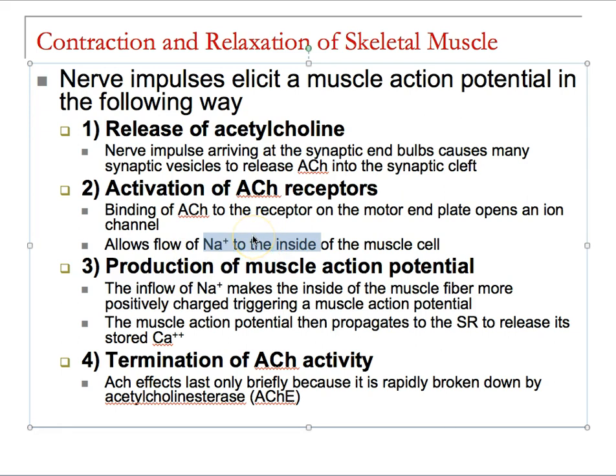You need to release sodium into the cell. That will cause the action potential, which will then travel to the sarcoplasmic reticulum, opening those voltage-gated channels so that you can now release calcium. How do you shut it off? Well, once you've shut it off, you have to break down acetylcholine, the extra acetylcholine.